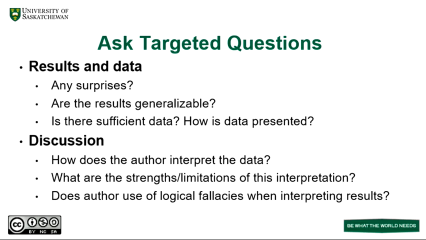Then we can ask ourselves questions about results and data. So were there any surprises? Are the results generalizable? Is there sufficient data? How is data presented? So if you are looking at a study and you are quite surprised because it's based on information from 5 participants, for instance, you might wonder, hey, does that generate enough information for us? And so you'd really want to consider how that has been justified by the authors. So what kind of measures were in place to ensure the validity of that data, for instance.